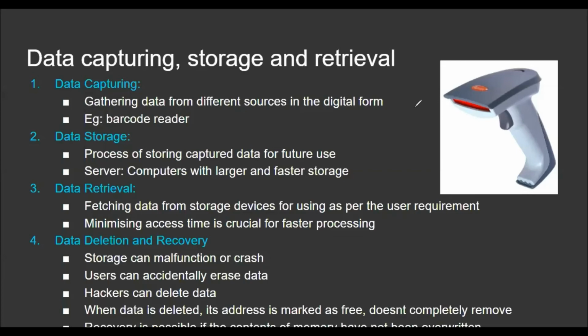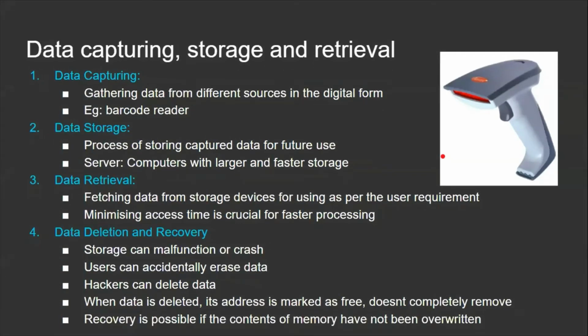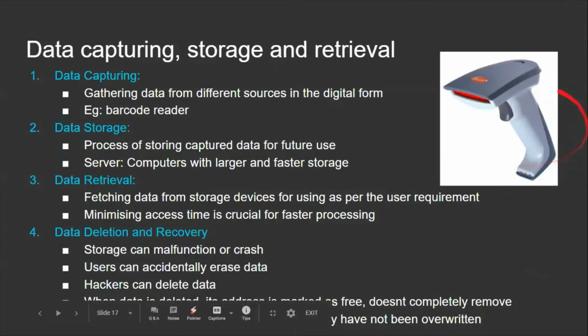The first thing is data capturing. This is basically gathering data from different sources in digital form. Like a barcode reader, you can see the picture right here on the right. So what do these devices do? You have the barcode reader, you can scan barcodes. On your phone, you probably have a QR code app, so you can scan QR codes and it gives you a link for some website or something.